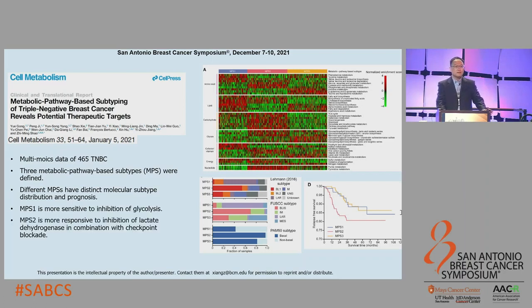They exhibit different therapeutic responses. MPS1 is more sensitive to glycolysis inhibition, whereas MPS2 is more sensitive to inhibition of lactate dehydrogenase in combination with checkpoint blockade.